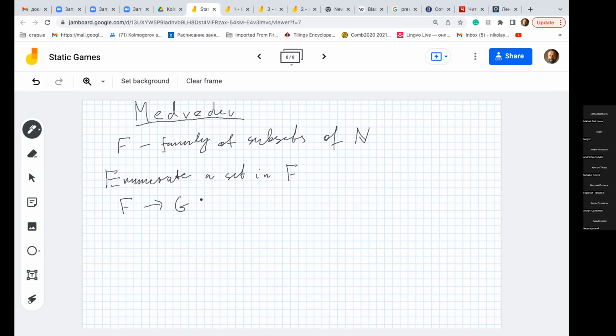You use the so-called enumeration reducibility. We just find some enumeration operator which reduces G to F. And an enumeration operator is a set of instructions, and each instruction is of the form: if you see this, this, this, and this in F, then add this to G. So is it clear to everybody?